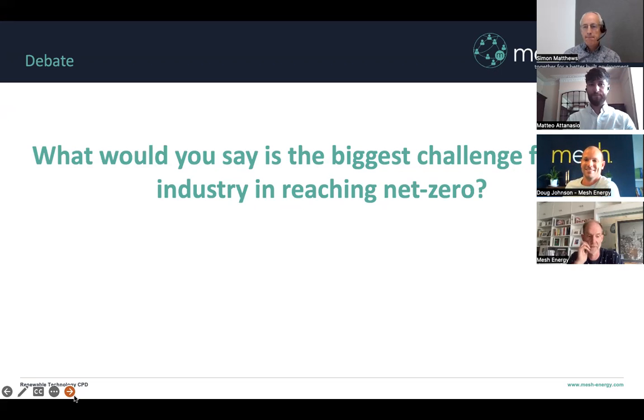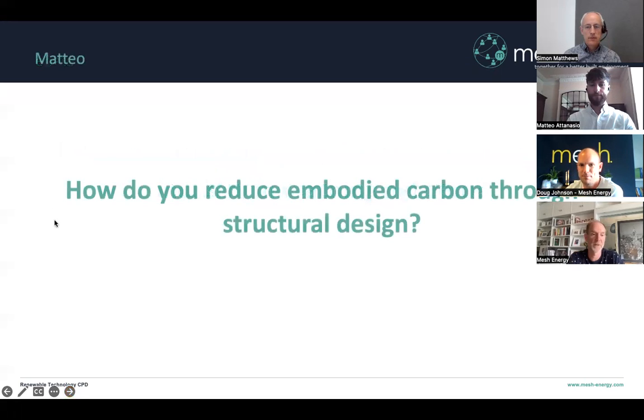No, I think that's key. Absolutely. Just conscious of time, let's move on to the next question, which is going to be addressed to Matteo. How do you reduce embodied carbon through structural design? We've just mentioned a couple of things there, but if you can enlarge upon that, that'd be most helpful.